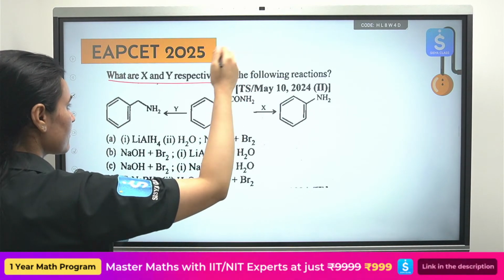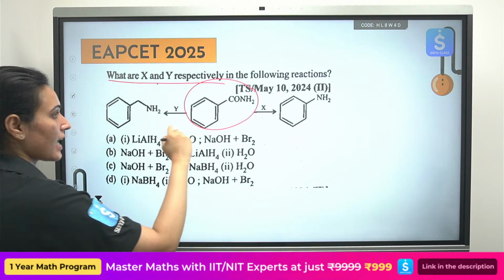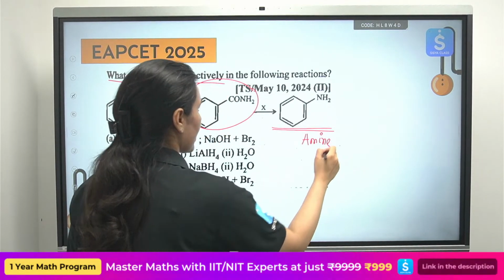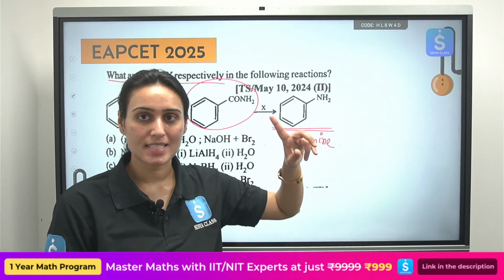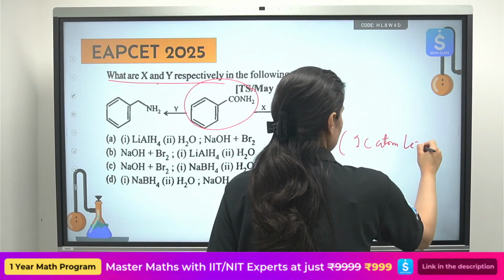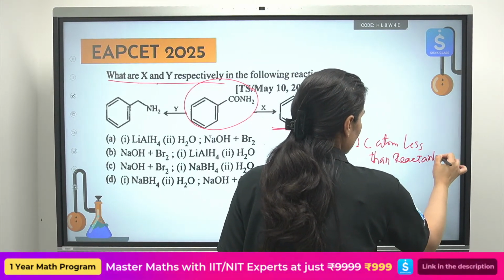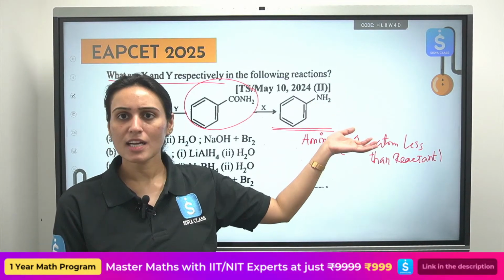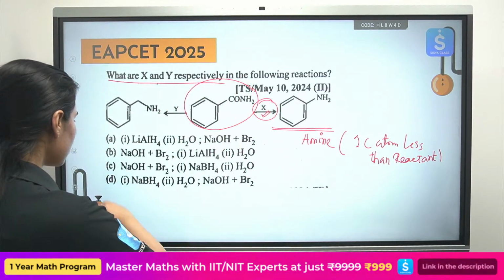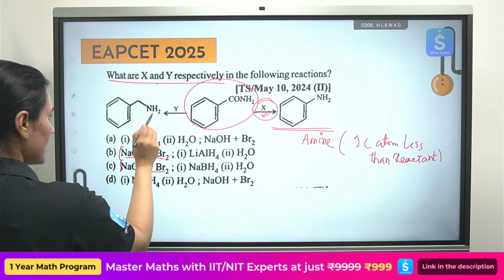What are X and Y respectively in the following reactions? Okay. So this is amide. From amide, you are forming aromatic amine. And notice there is one carbon atom less. So what do we notice from here? If there is one carbon atom less than that of reactant, we are doing Hofmann bromamide degradation. So this is Hofmann bromamide degradation X, NaOH plus Br2, NaOH plus Br2. So the answer is either D or C. Let's see what is Y.